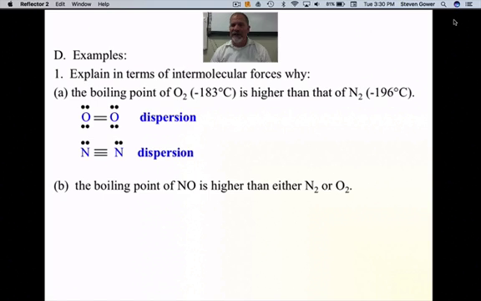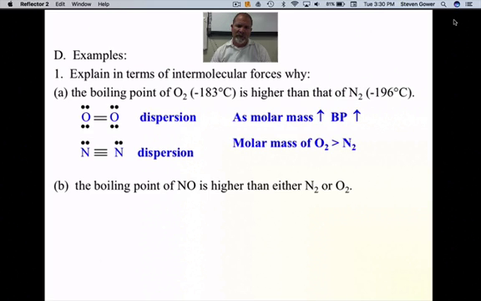And the reason why is because oxygen is heavier. So again, we see oxygen weighs in at 32, nitrogen weighs in at 28. So as we increase the molar mass, we increase the actual boiling point. So the molar mass of oxygen is greater than that of nitrogen.